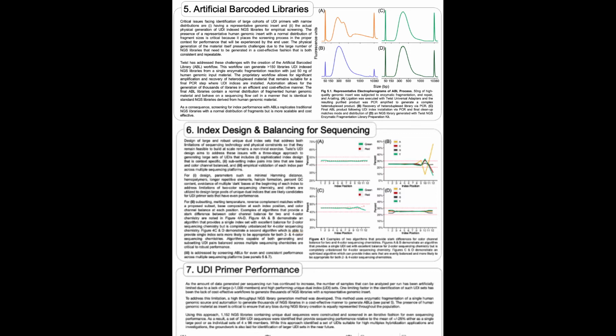When compared to a typical benchtop NGS library, which is displayed in D, the resulting size and distribution are nearly identical. As a result, we have a system in-house here at Twist that is capable of generating thousands of NGS libraries with representative genomic material as insert for screening of UDI performance. The presence of human genomic material as insert is really critical to ensure that any bias that would be observed during NGS library creation is equally represented throughout the entire population.